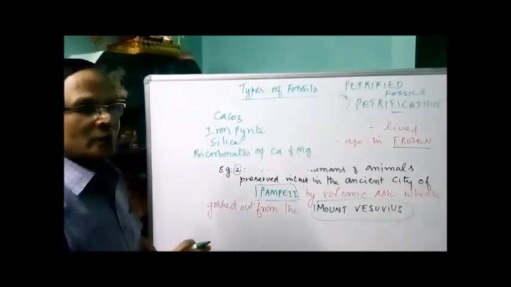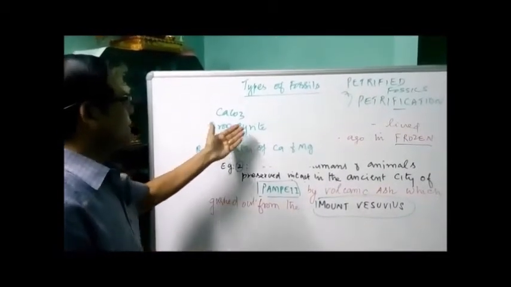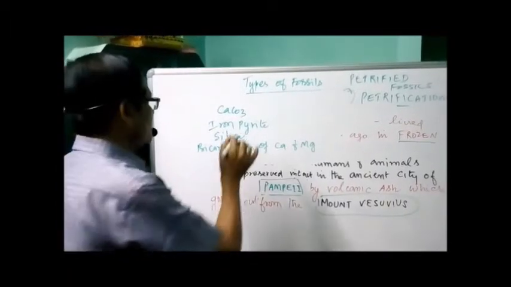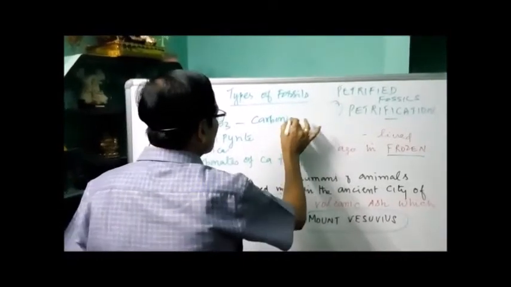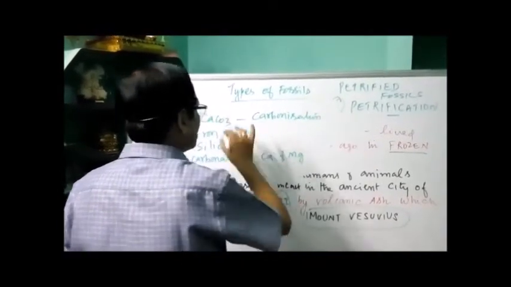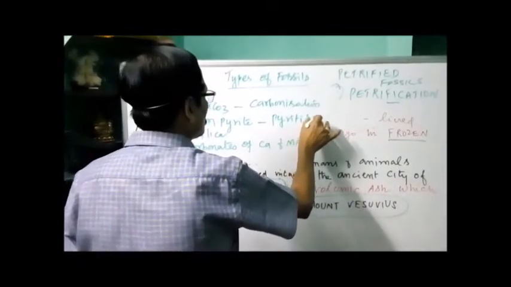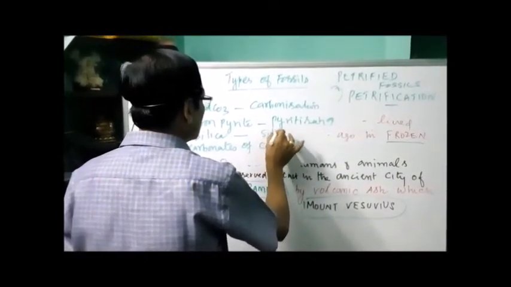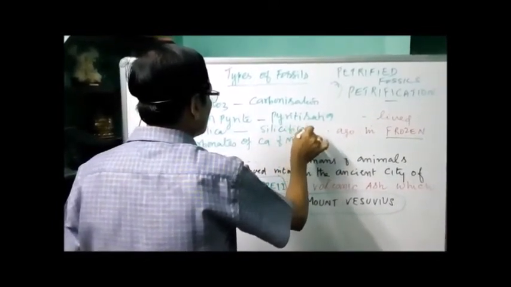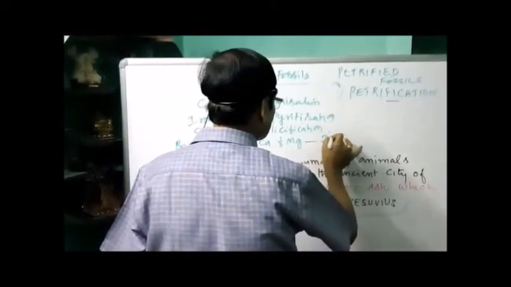Now, if calcium carbonate is used, then it's called calcification. If iron pyrite is used, then it's called pyritization. Iron pyrite, pyritization. And when you're using silica, this is called silicification. When double components of calcium and magnesium are used, then it is called dolomitization.